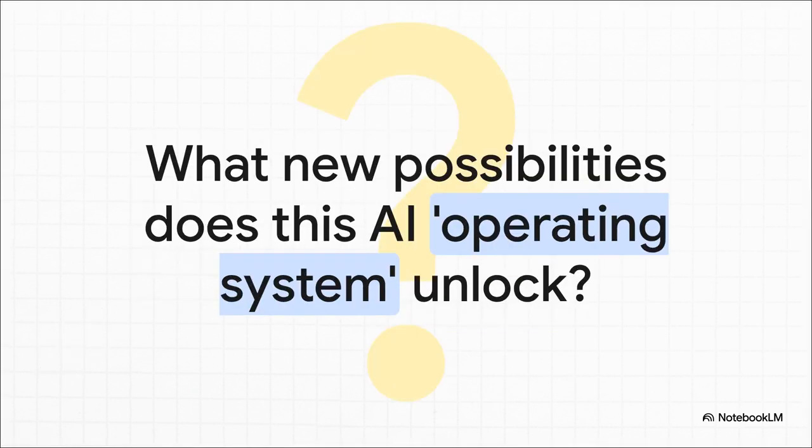So let's end by going back to that really powerful analogy. If an AI is like a new kind of operating system, and RAG is the thing that connects it to all the world's data, private, public, and real-time, what new possibilities does that really unlock? I mean, what happens when our AI can see and understand everything we can? It's pretty fascinating to think about.